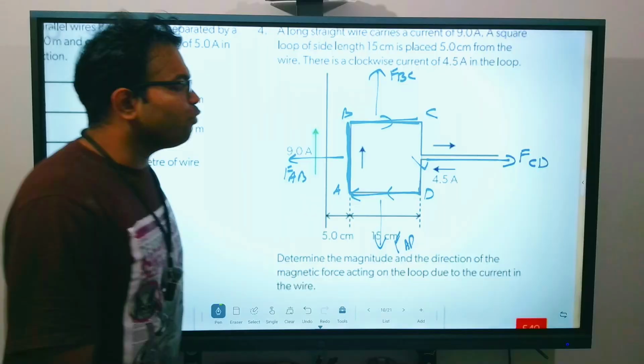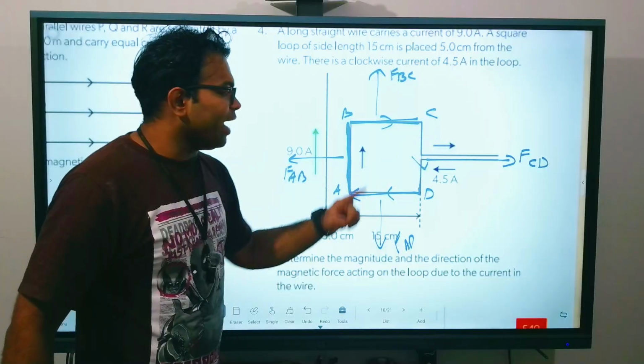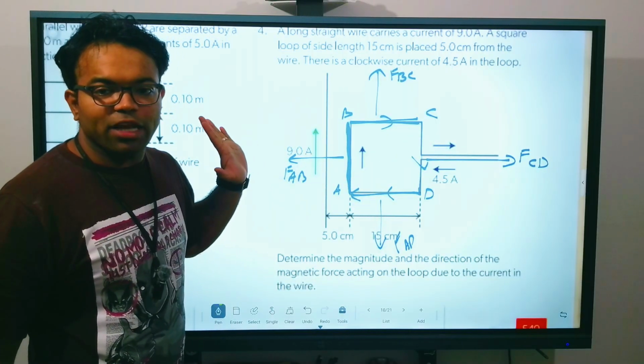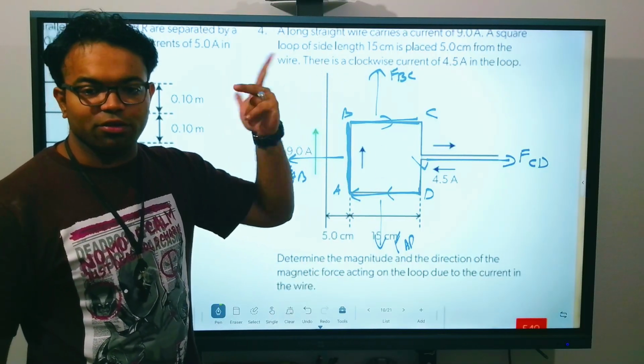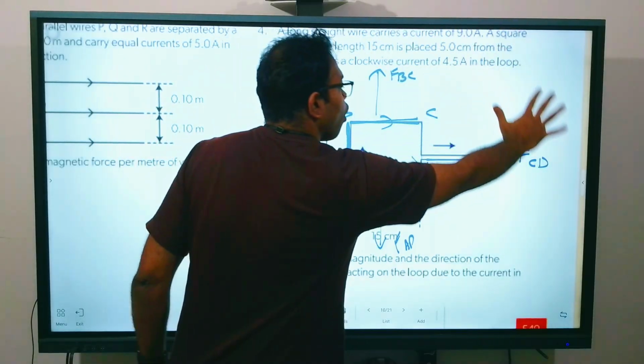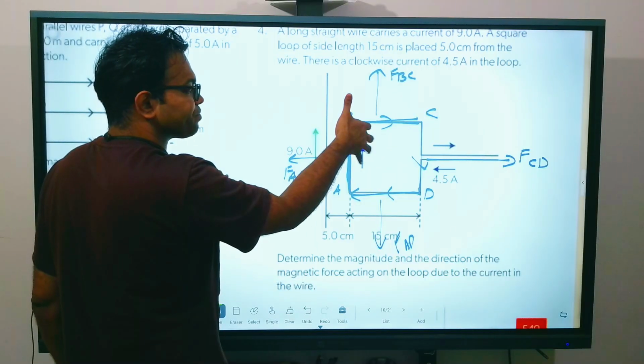F_CD. So what are the four forces that are acting on the loop? F_AB, F_BC, F_CD, and F_AD. We have actually figured out the directions of all of them using Fleming's left-hand rule. In all this plane, the magnetic field will be inwards.